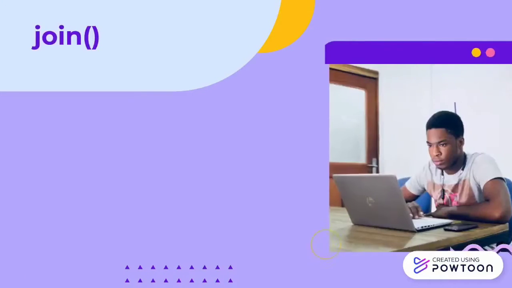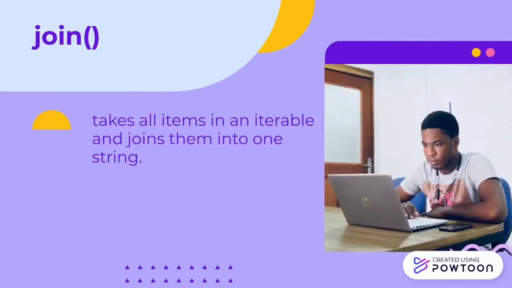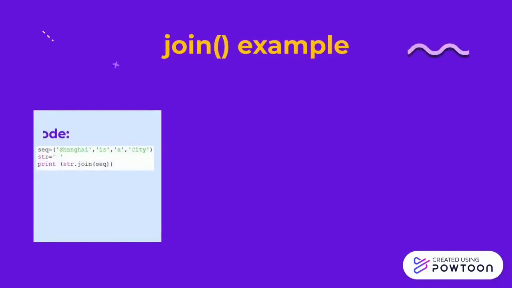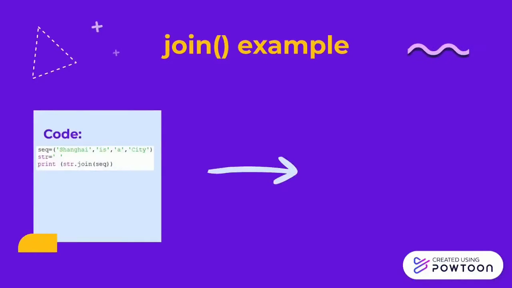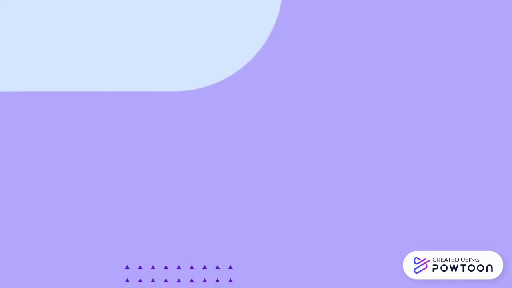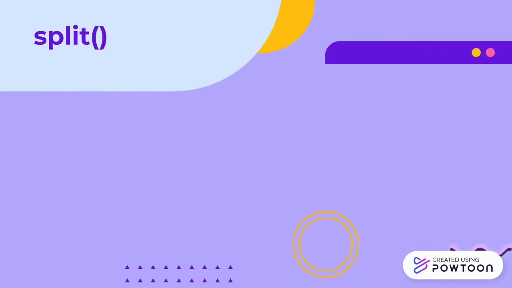The third is join. Takes all items in an iterable and joins them into one string. A string must be specified as the separator. Here is the code. As you can see, we use the join method, and the output is in sentence form.